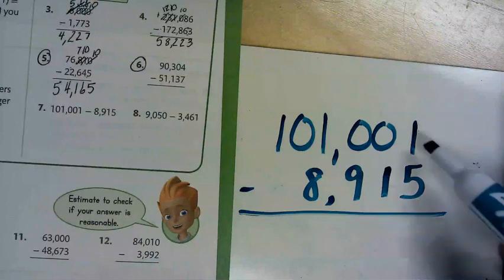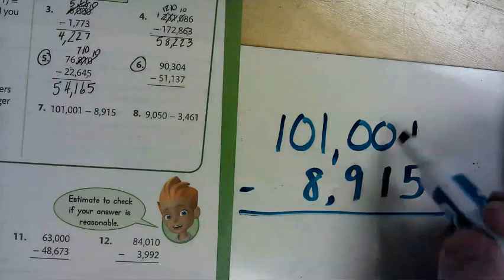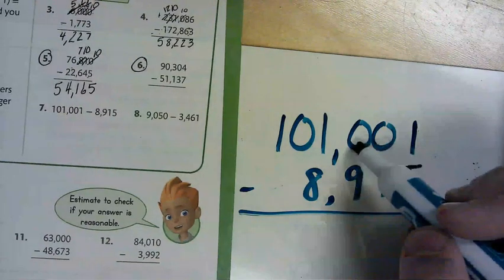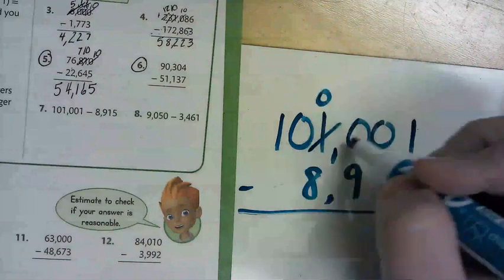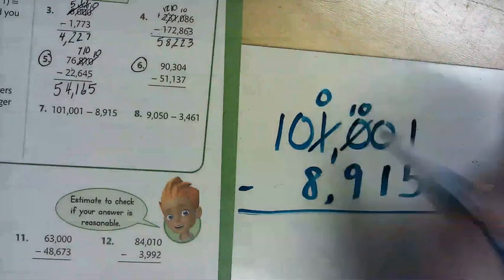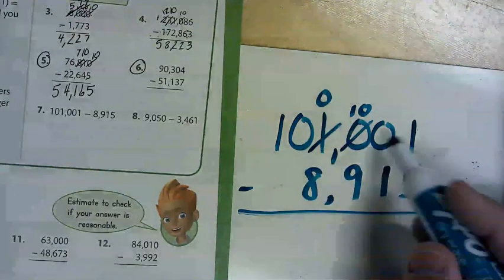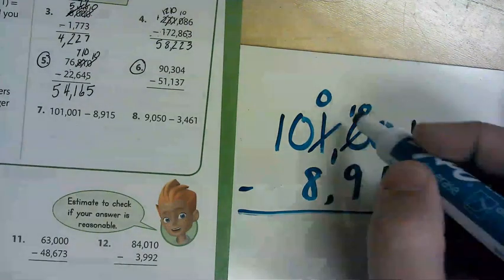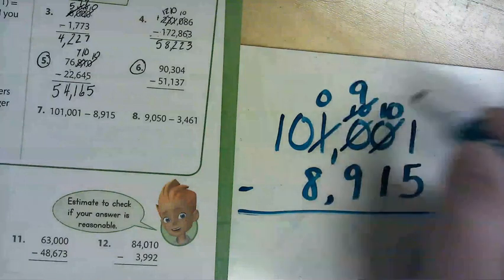Now that I've done that, I've got 1 minus 5. Well, I can't do that. So I've got to go next door. There's nothing there. I go next door. There's nothing there. I go next door. Hey, there's a 1. So I'm going to take 1 away from it, which turns that into a 10. And I took 1 away, so it's a 0. Well, my 0 here needs to take 1 from there. So 10 turns into a 9. 0 turns into a 10.